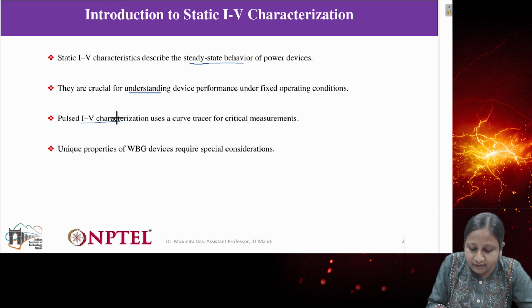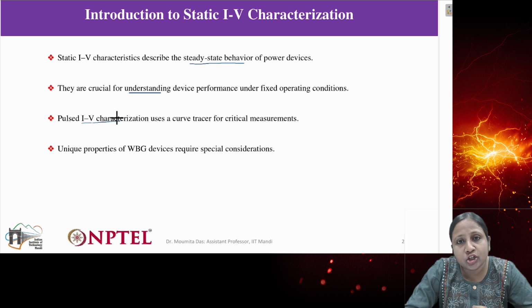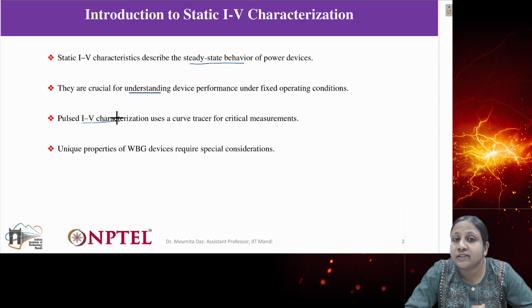So pulsed IV characterization uses a curve tracer for critical measurement. Generally for any device, in order to find out IV characteristics, a curve tracer is required. For silicon devices, these curve tracers are well-established equipment which people often use to characterize silicon devices. But WBG devices are a bit different in terms of the size of the devices, their parasitic parameters, their slew rate. All these things are much different from silicon devices.